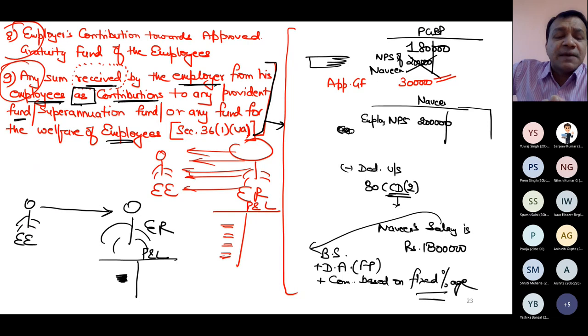Employers' contribution towards approved gratuity fund of the employees, and last, 9th, was any sum received by the employer from his employees as employees' contribution in any fund which is for the welfare of employees. It is first treated as income and then it is allowed as deduction.